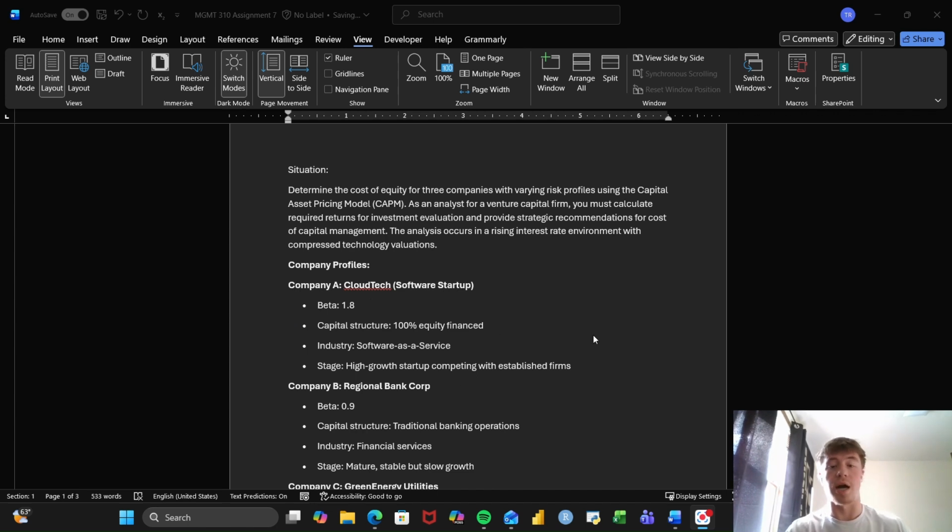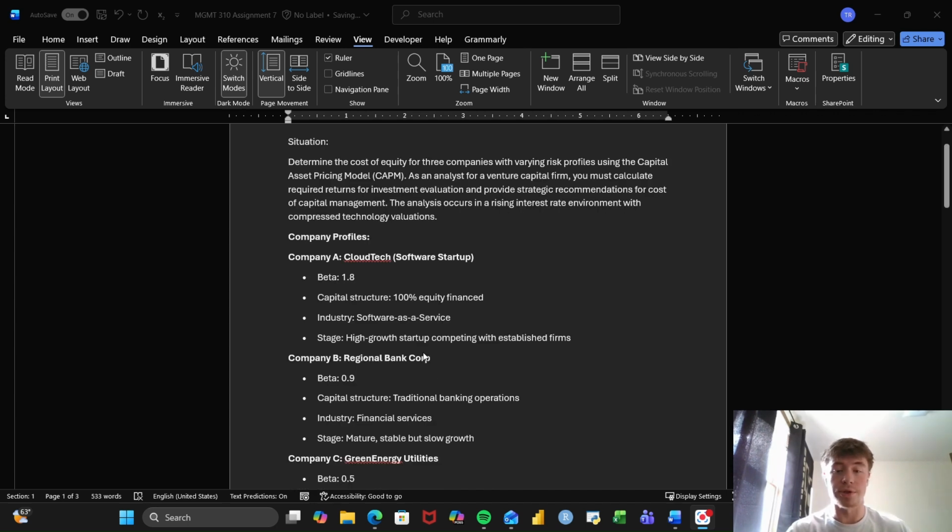The capital structure is 100% equity financed. It's in software, and it's a high growth startup, so also competing with other SaaS companies. And just knowing the history of companies like this, it is very volatile. Anything in tech is always pretty volatile, so that's the reasoning for the high beta.